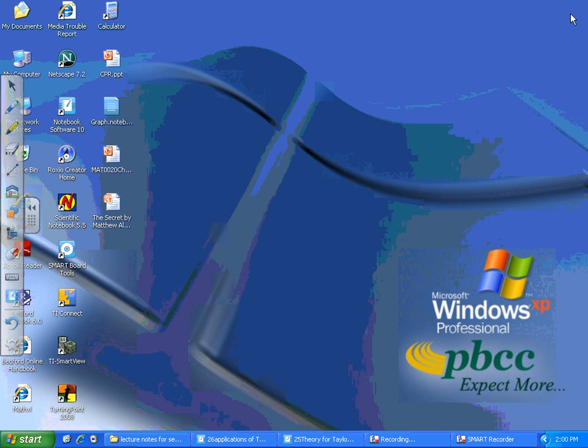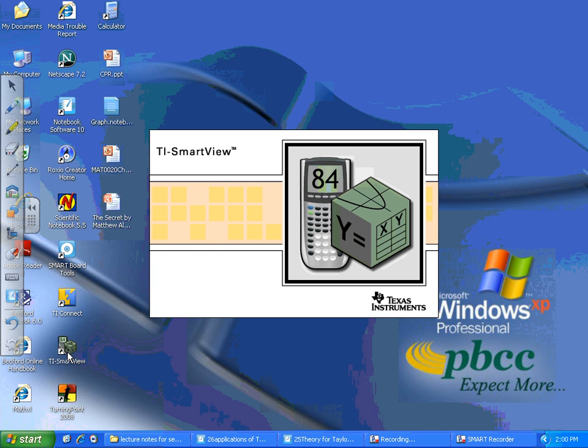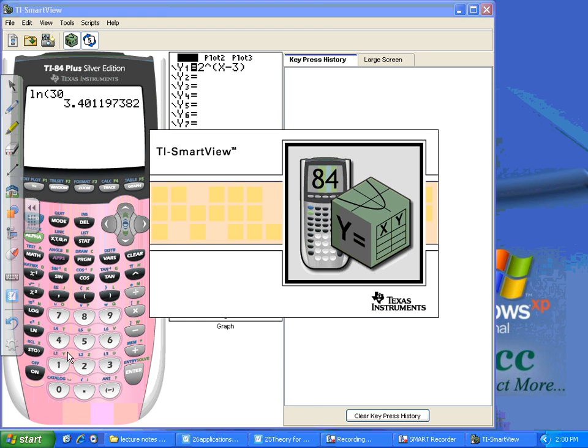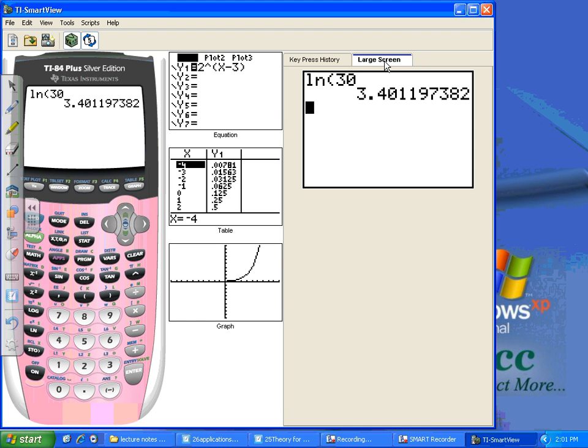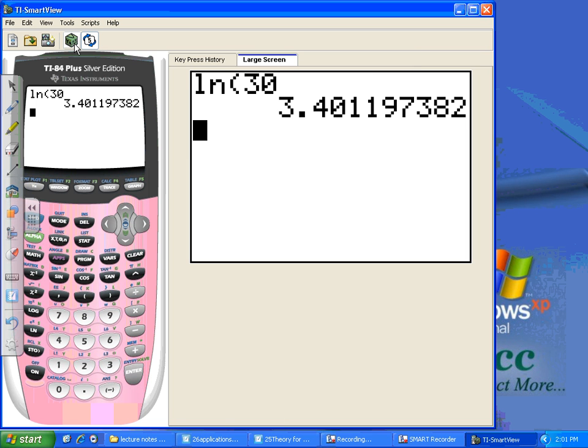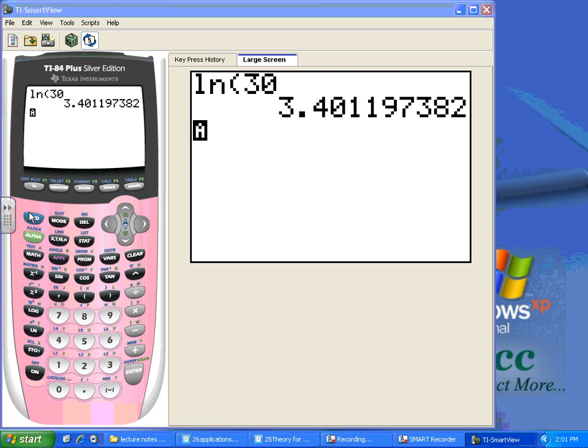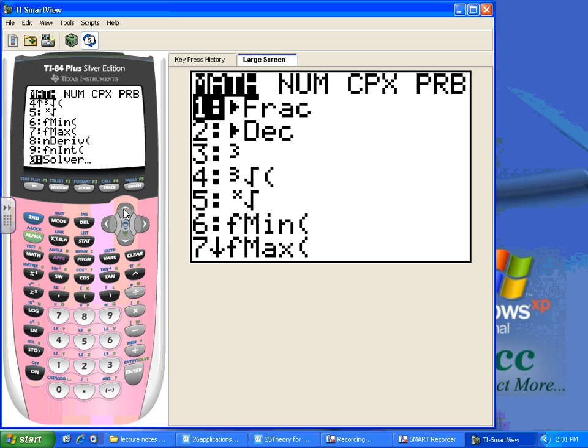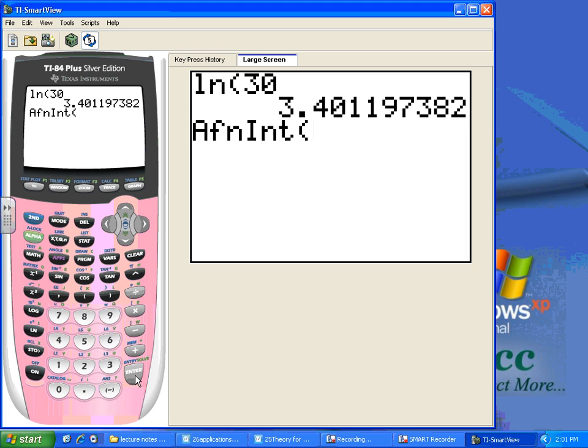Where is my calculator? There it is. So integrate. Oh, somebody changed the color here. It seems not me. Okay. Let's see. So we want function integration. Go under the math menu. Option number 9, I believe, is the integration option. But I need to get rid of that a there.